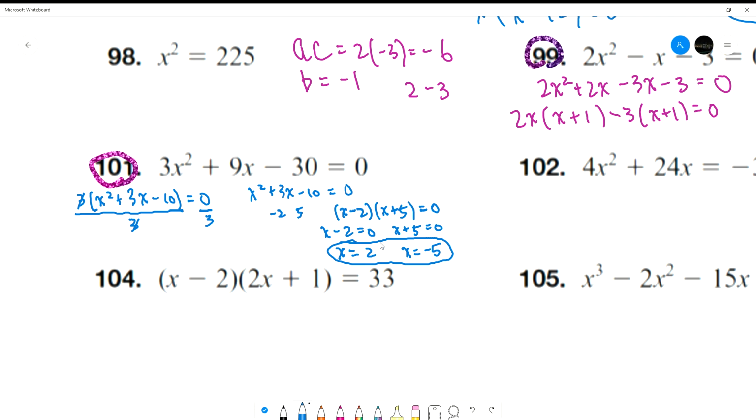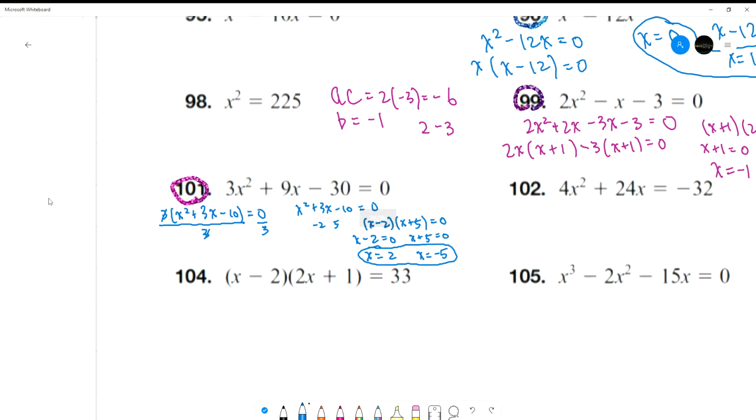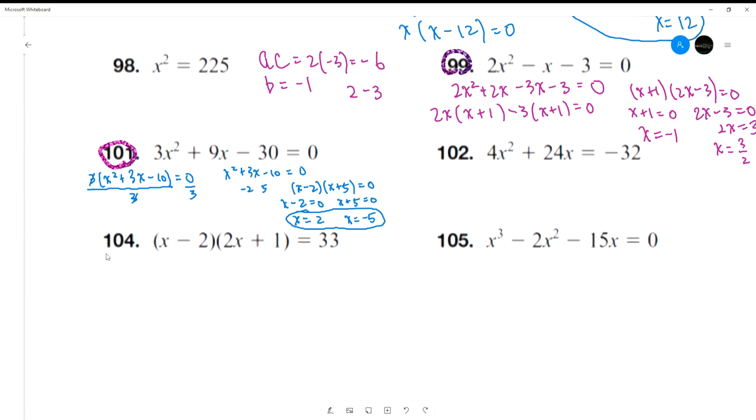So that wraps up our factoring, solving quadratic equations by factoring. Do you have any questions on this chapter?